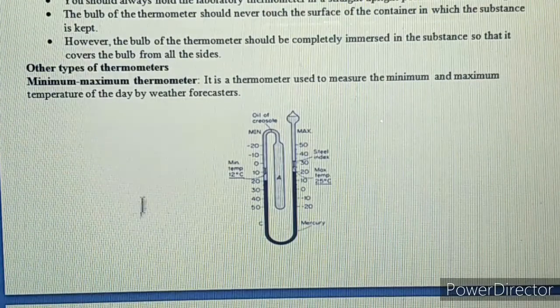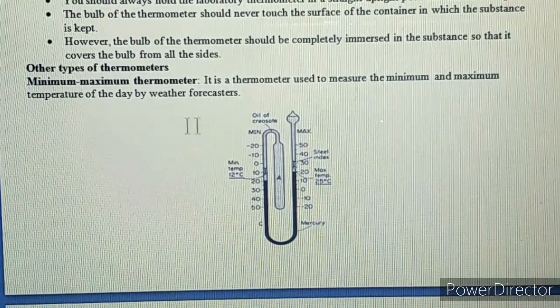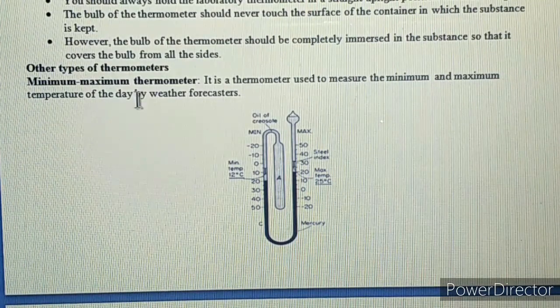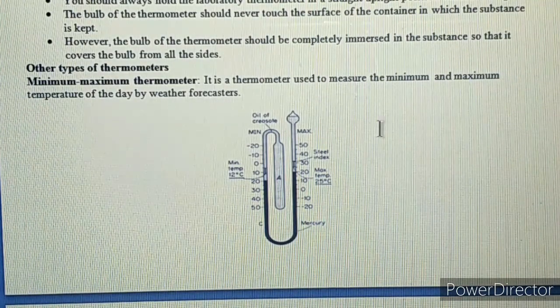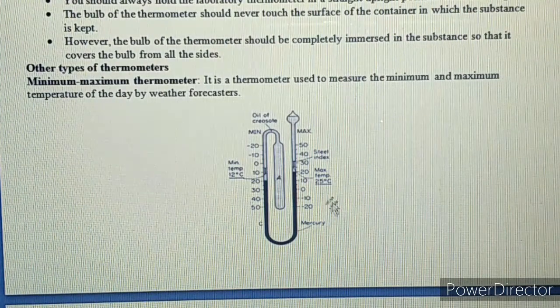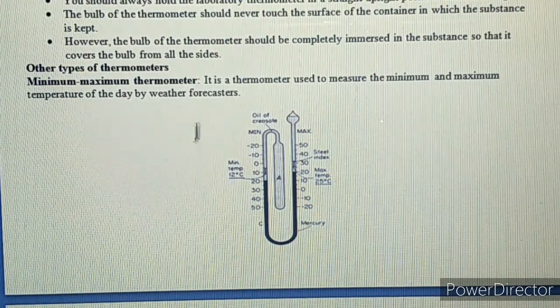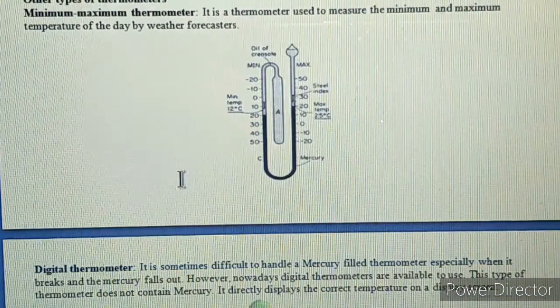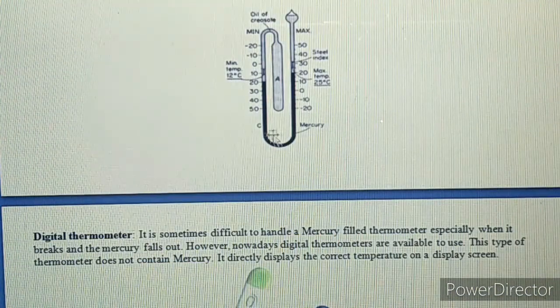One is the minimum and maximum thermometer. It is a thermometer used by weather forecasters to measure the minimum and maximum temperature of the day. So this kind of thermometer is used by whom? Weather forecasters, to get the minimum and maximum temperature of the day. It looks like this, children.